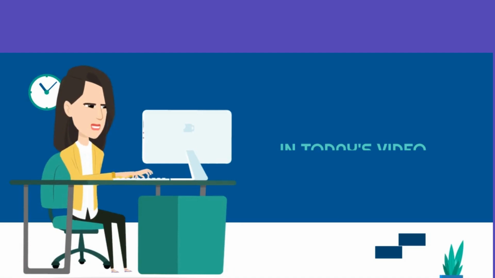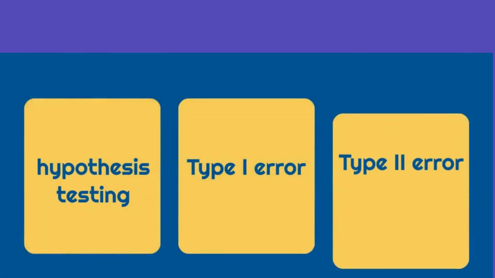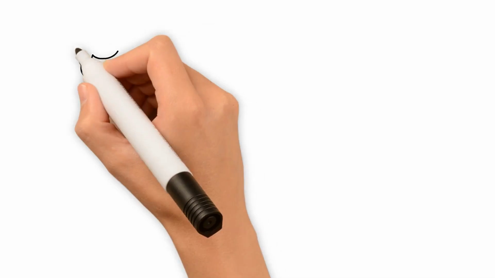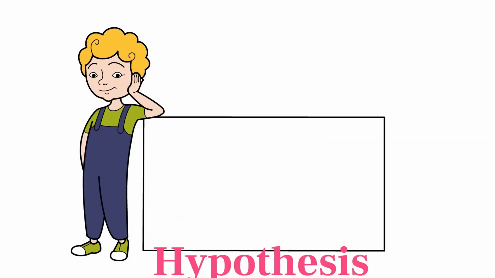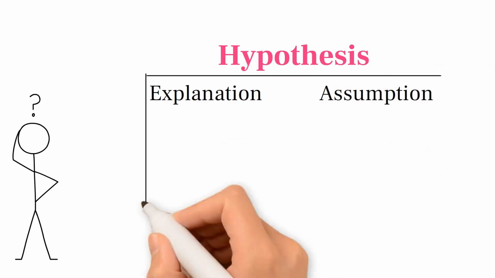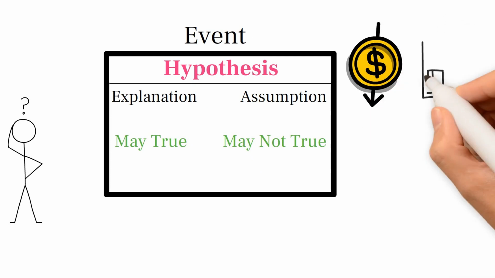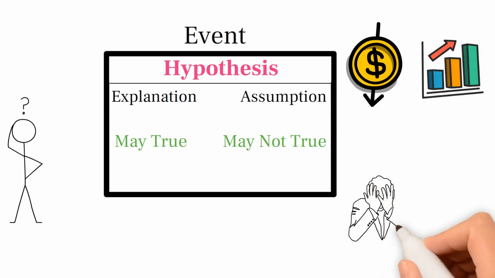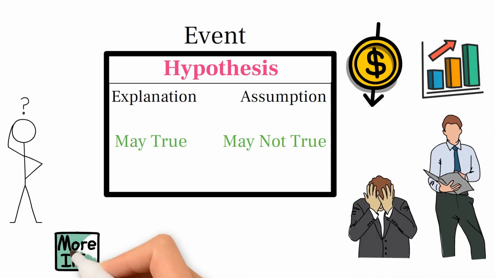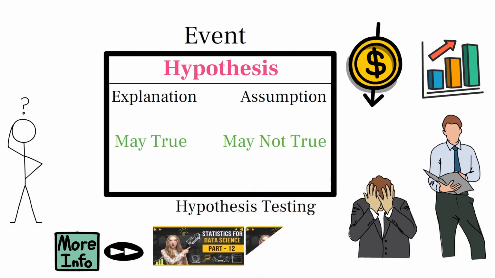In today's video, we are going to discuss the concepts of hypothesis testing, type 1 error and type 2 error. Firstly, let's define what hypothesis is. A hypothesis is an explanation or assumption of a given event that may or may not be true. For example, sales are down due to higher pricing or an employee left because of their boss. For further details about hypothesis testing, please watch my previous video on the same.